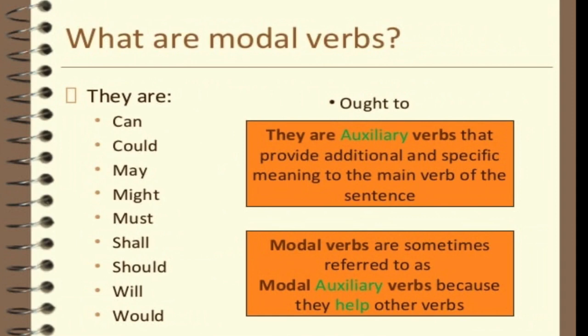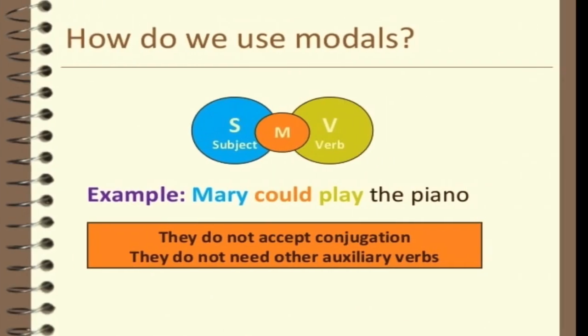Modal verbs are sometimes referred to as modal auxiliary verbs because they help the other verbs. That's why they are called supporting verbs or helping verbs as well. So how do we use modal verbs then? Look at the example here: Mary could play the piano. Here Mary is the subject, could is a modal verb which functions as an auxiliary verb, and play is the main verb of the sentence. So they do not accept conjugations or need other auxiliary verbs, since they work as auxiliary verbs in the sentence.